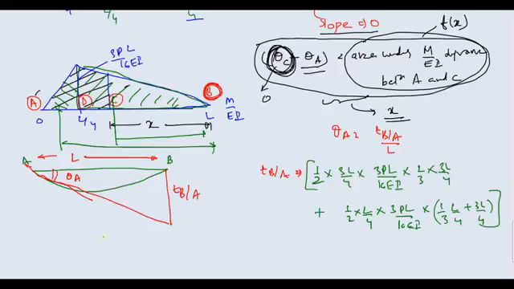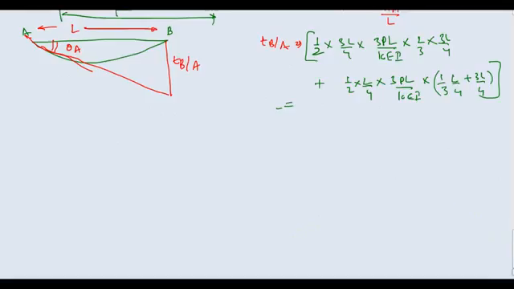I think you are able to understand this. If you solve it, you will get what I am getting. Please check, there may be a calculation mistake, but whatever we are doing is correct. That is 3PL square upon 128 EI, which is equal to your theta A.